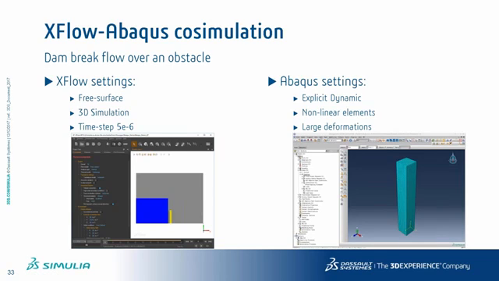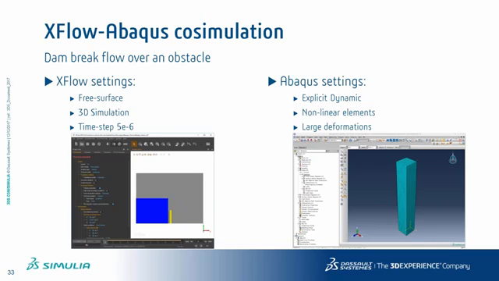In theory, the coupling is developed for either explicit or implicit Abaqus, so standard, but we are going to focus on explicit simulation in this demo. So the user can explore different setups. It's the co-simulation engine that takes care of the exchange between the two solvers.